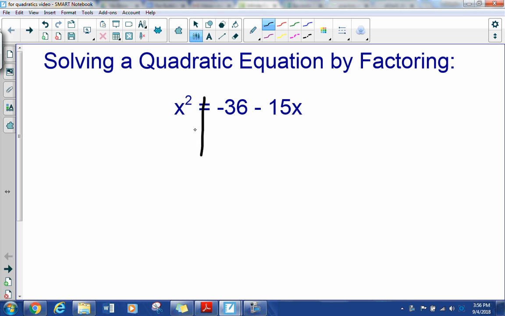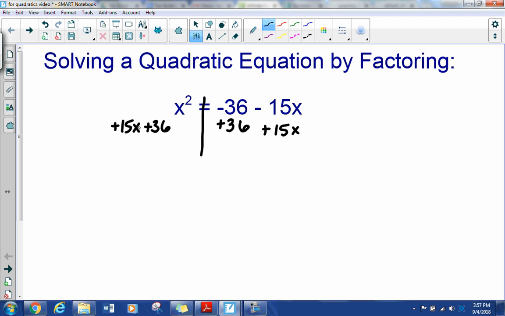the equation. A good rule of thumb is that the x squared term should be positive, and so the fact that it's already positive over here means that I'm going to move these two things over to the left side to keep that term positive. Now when I say move them, I mean to get rid of a negative 36 over here, I would add 36 on both sides. And to get rid of a minus 15x, I would add 15x onto both sides.